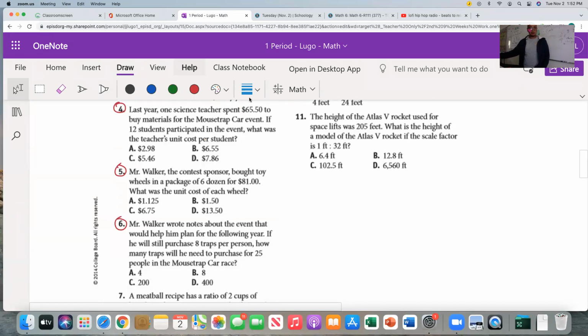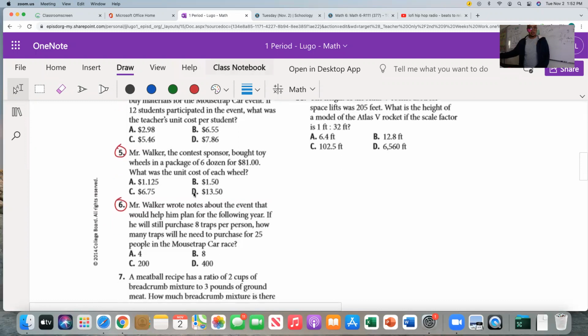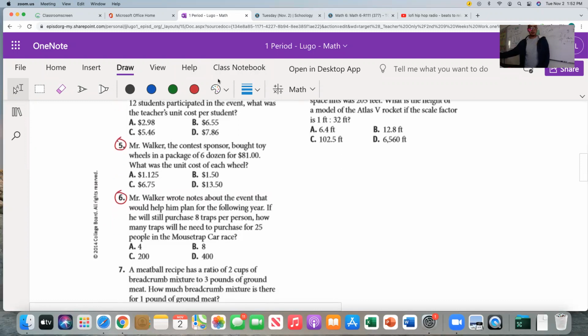The last problem that I will cover is number 6, because a lot of people are having trouble with number 6. Number 6, Mr. Walker wrote notes about the event that would help him plan for the following year. If he will still purchase 8 traps per person, how many traps will be needed to purchase for 25 people?